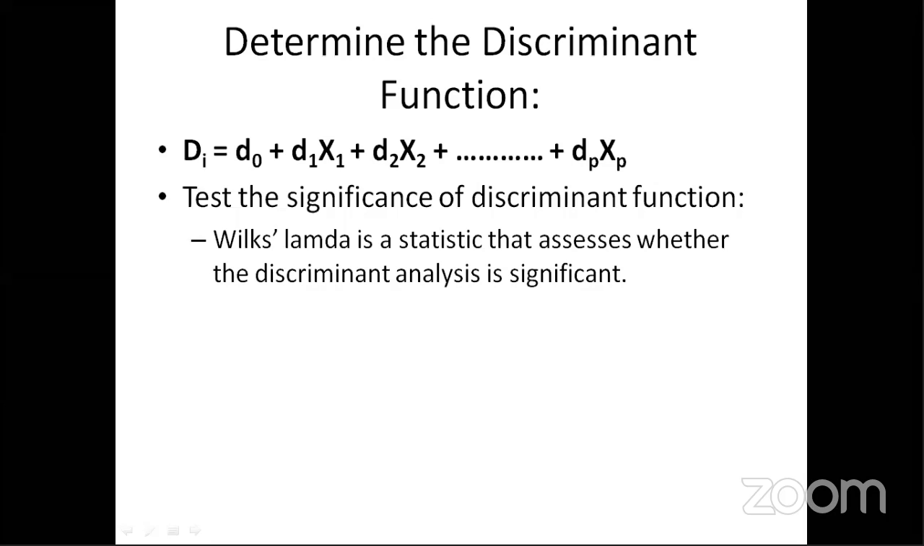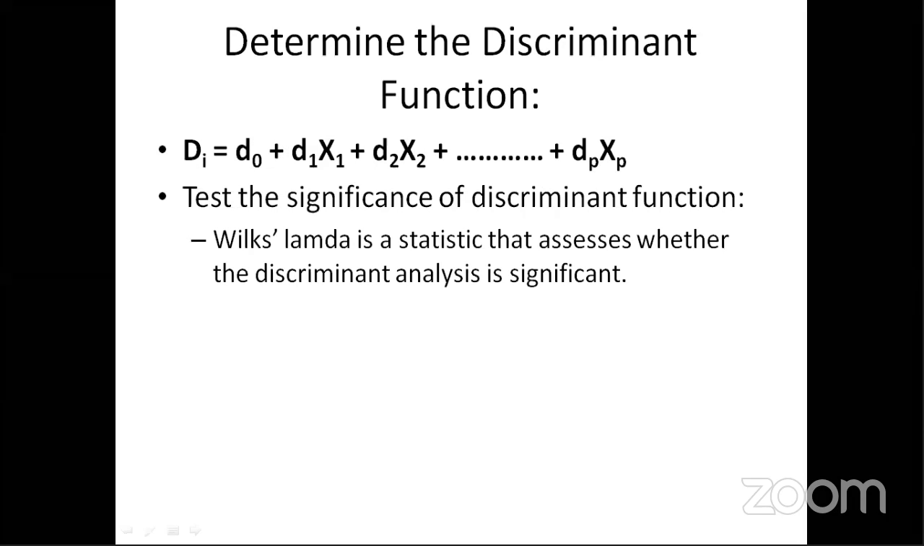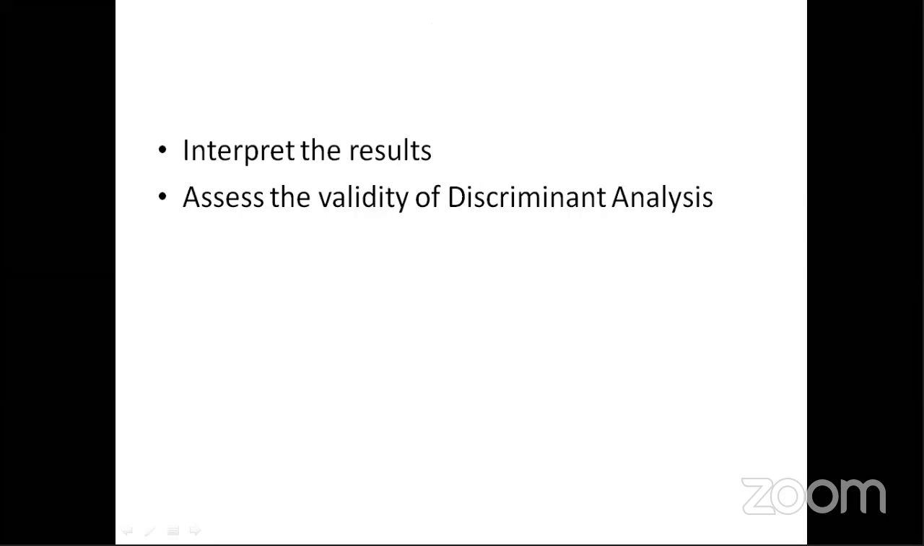So we will not go into the detail. One statistical term is there, that is the Wilks lambda. Using that Wilks lambda, we'll see the validity or significance of the discriminant function, right? Now next is the interpretation of the result. Yes, definitely you have to give the interpretation of the result.